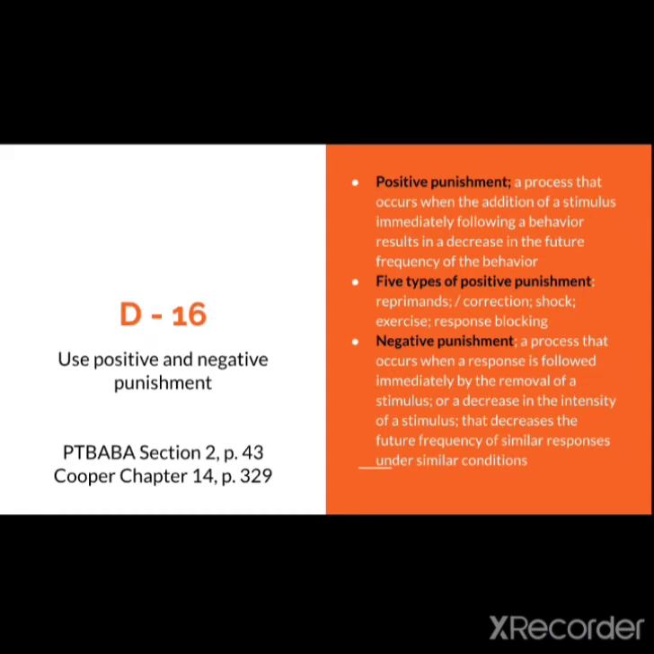D-16, use positive and negative punishment. As we spoke about with positive and negative reinforcement prior, positive is always going to be that you added something into the environment. However, punishment now is going to decrease the future frequency of that behavior. Negative, you're removing something aversive from the environment with reinforcement. However, with punishment, negative, you're removing something the individual likes, so that you decrease the future frequency of their behavior.